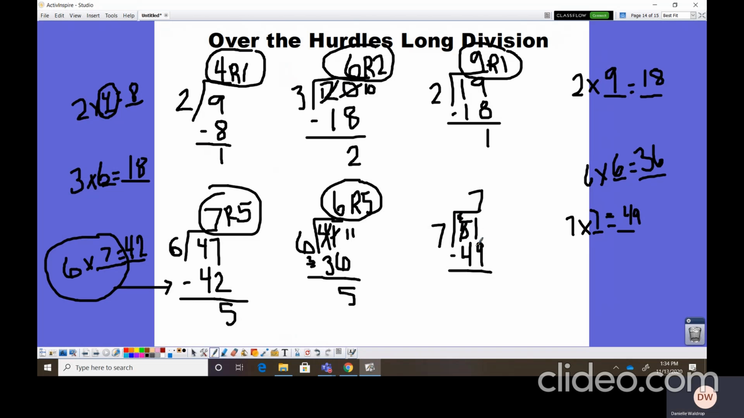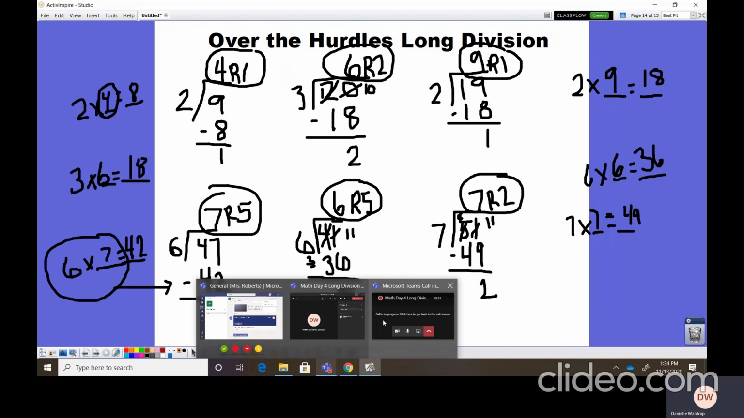I borrow from the 5, it becomes a 4. I give that 10 to the 1, it becomes an 11. 11 minus 9 is 2. 4 minus 4, of course, is nothing. This number is definitely bigger than this number, so I know I'm done. That's my remainder, 7 remainder 2. That is my answer.